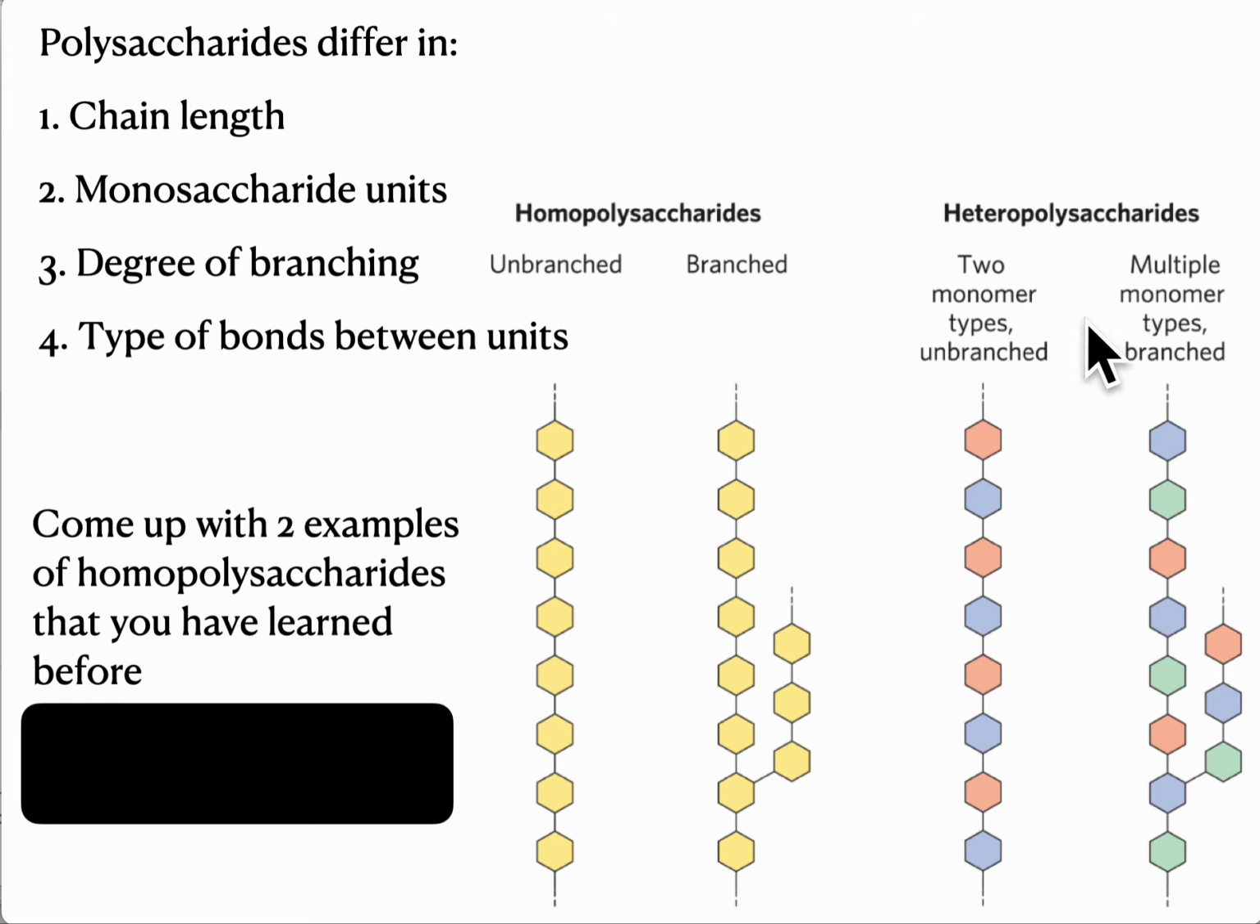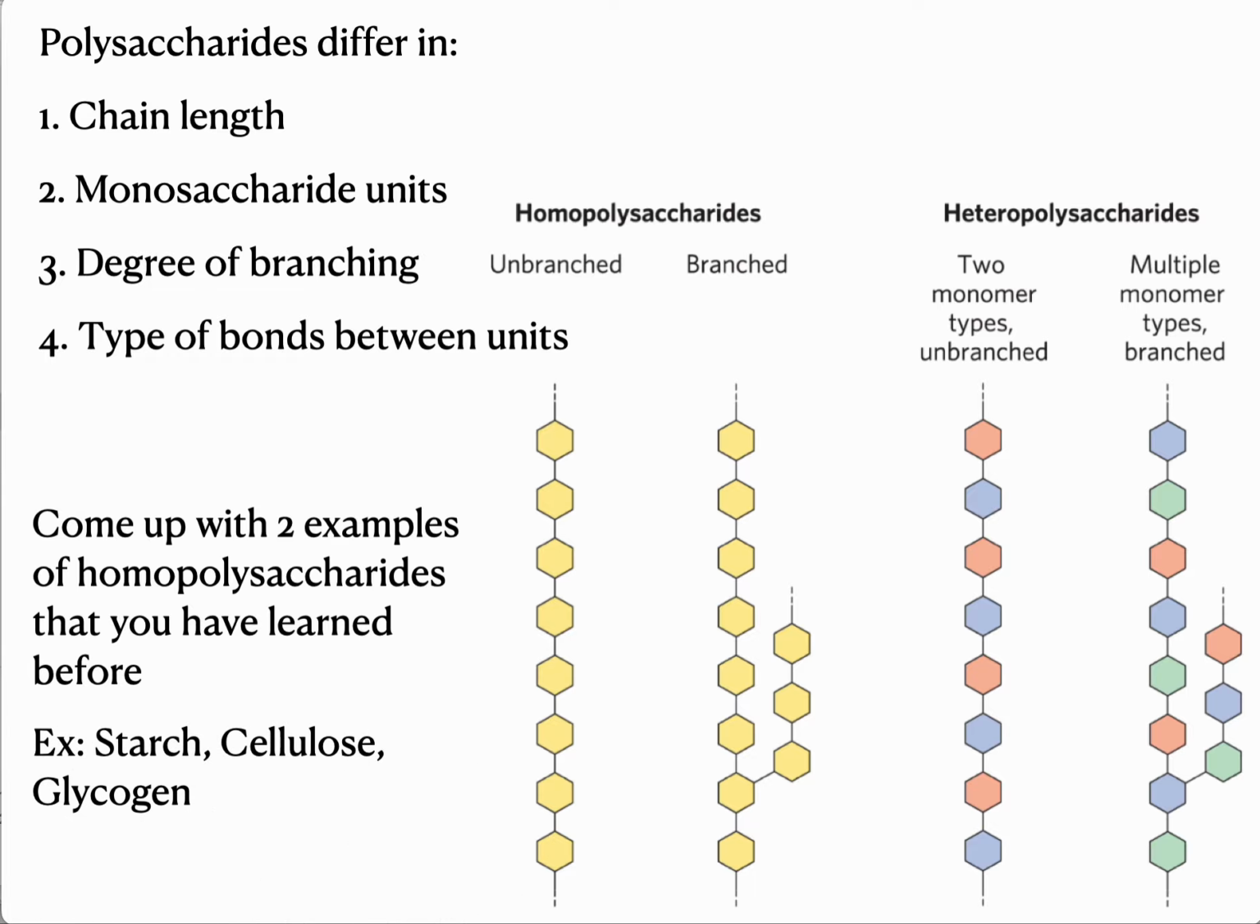Heteropolysaccharides are polysaccharides that are made up of two or more different monomer types, and both can be branched or unbranched. So can you come up with two examples of homopolysaccharides that you have learned before? I'm going to reveal the answer. Starch, cellulose, and glycogen are some of the possible answers. They're all made up of only glucose monomers.